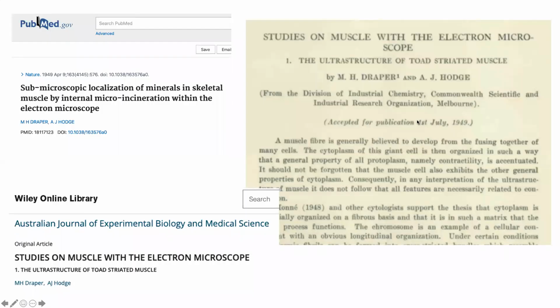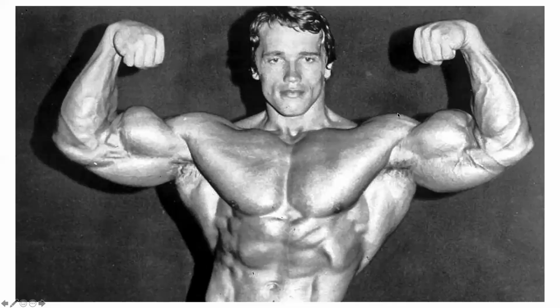These are the papers they have written about the study of the muscle with the electron microscope. So Draper and Hodges are the Australian scientists. Look at that again: we can see the big bulk of the biceps, the big bulk of the triceps, and then the trapezius and pectoralis major muscle.